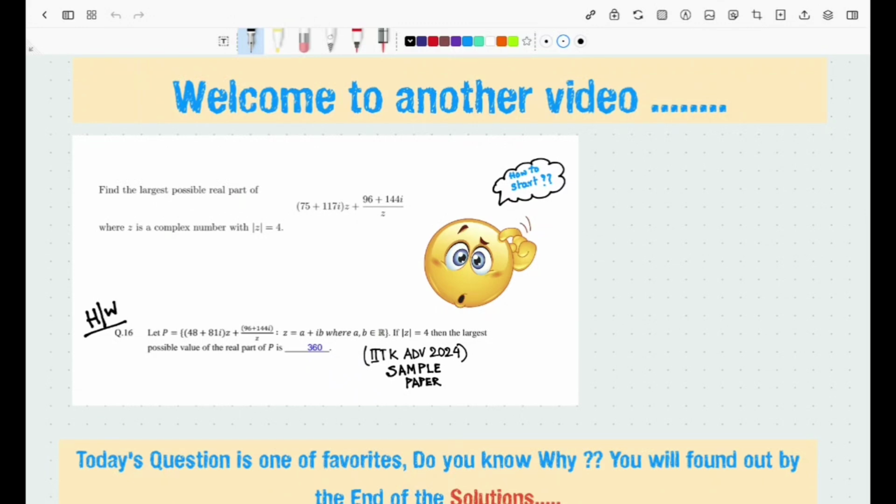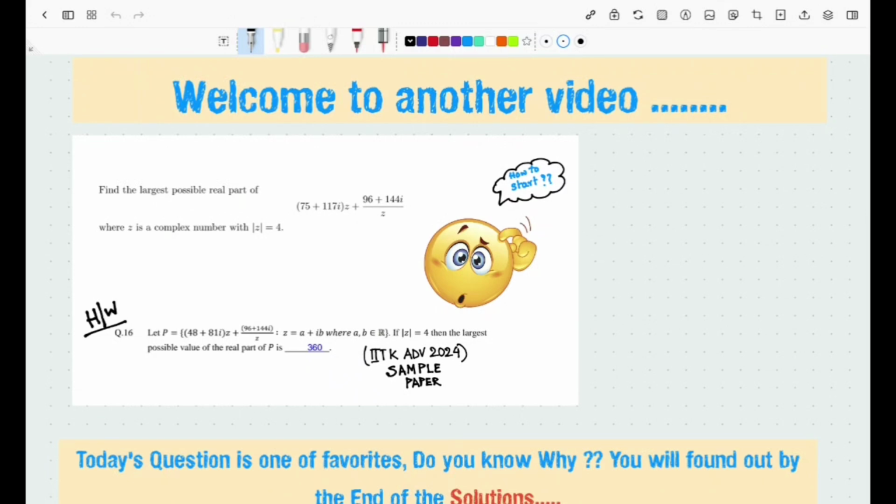As you can see, the question that is given above, in the first line, is the problem which I will be solving today. And the question that is given below is the homework problem for you all, that is the advanced sample paper question. Both questions are almost similar, just one part of the problem, the numbers, is changed.